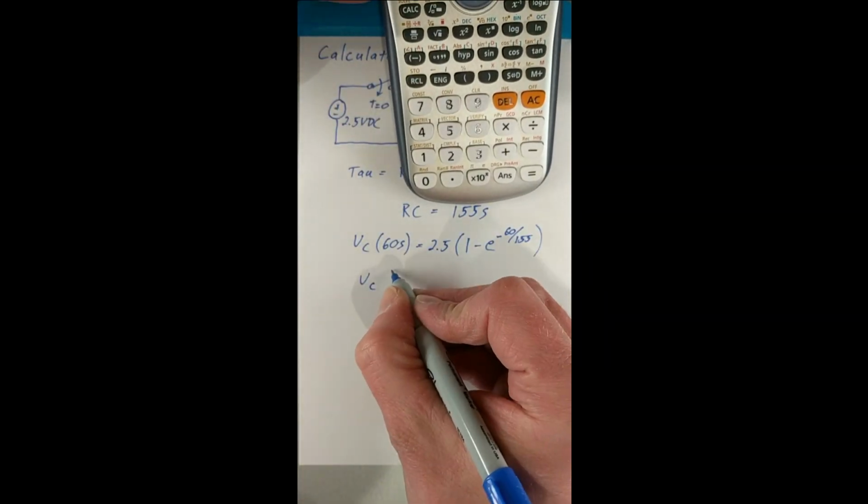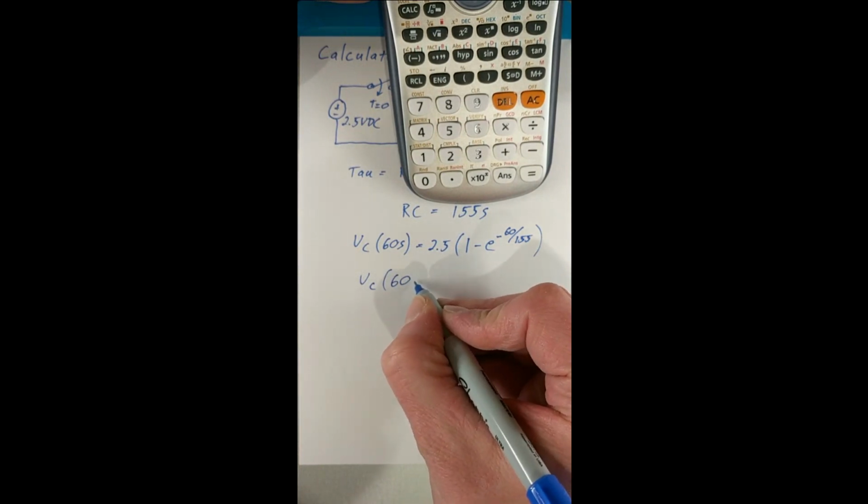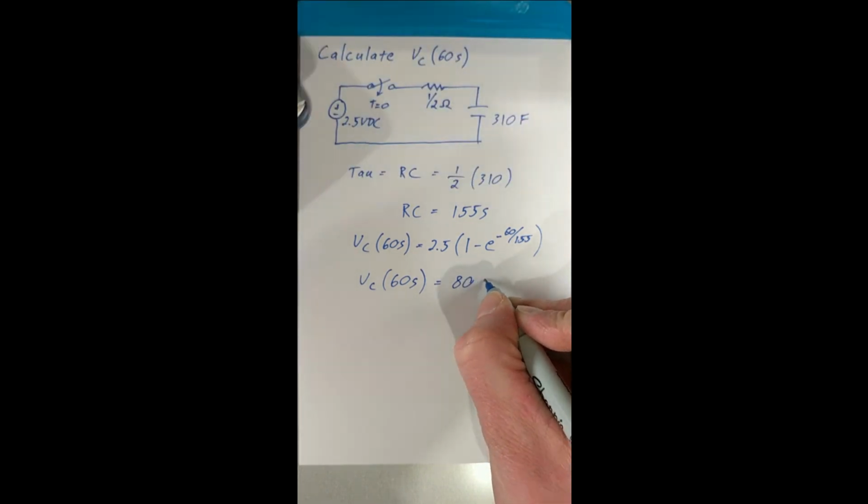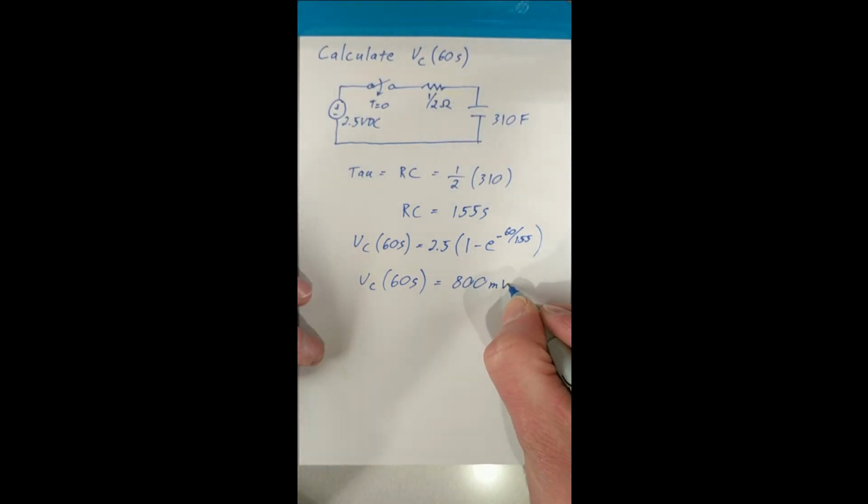So the voltage on the capacitor at 1 minute is equal to 800 millivolts.